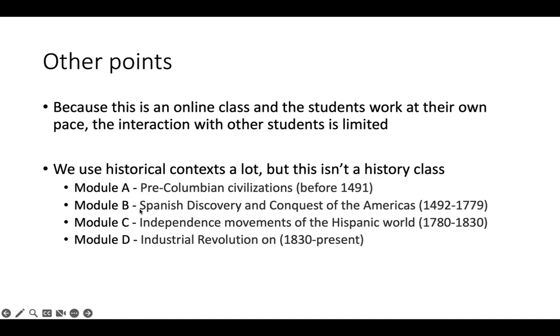Then Module B, the period of time that we are focusing on for that whole class, is Spanish discovery and conquest of the Americas. So that will be from 1492 to 1779. And again, you're going to pull products, practices, perspectives from this time period. Module C is the independence movements of the Hispanic world. That's from 1780 to 1830. Then Module D is the Industrial Revolution and on, so 1830 to the present.